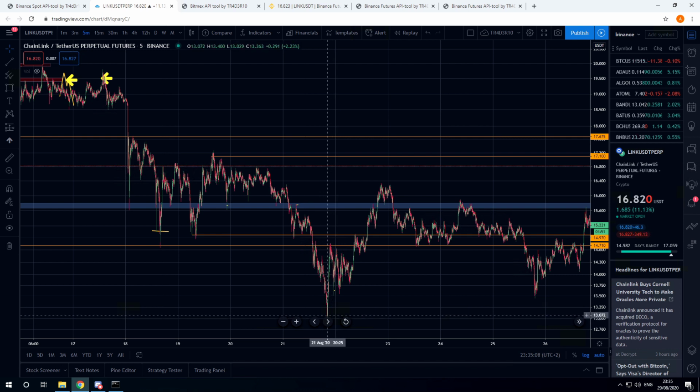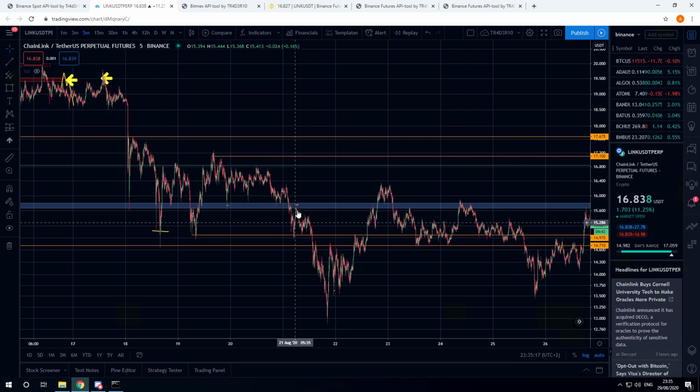And this gave some nice long entries. But let's just look at what they have done here. So they failed, retested, made a new low, and I will call this the failure of this move. It's also this, but this is the main failure in my eyes because of the importance of the level.